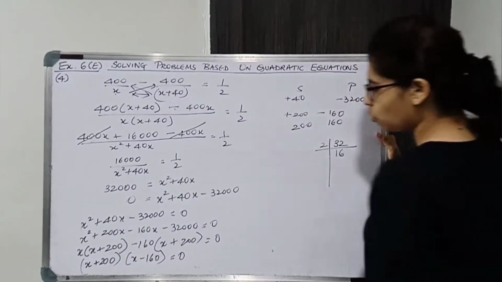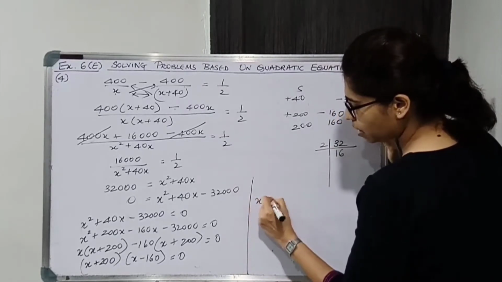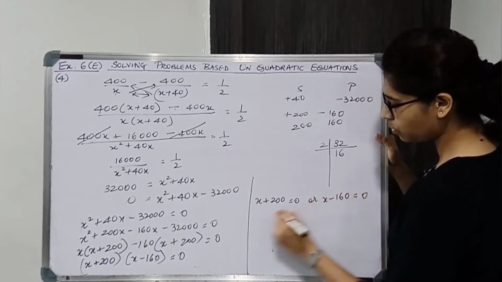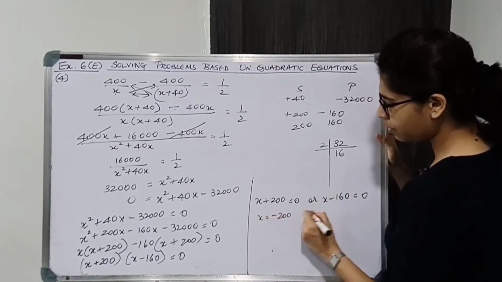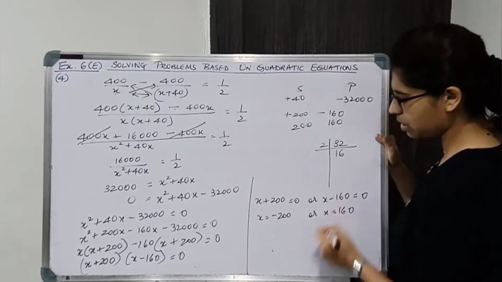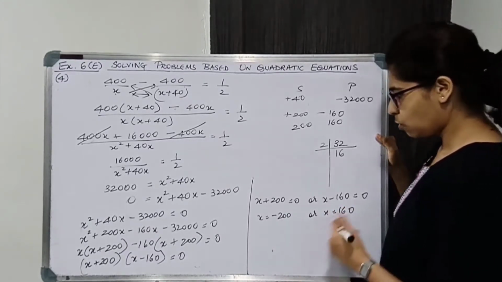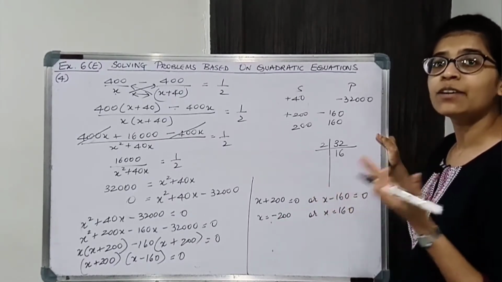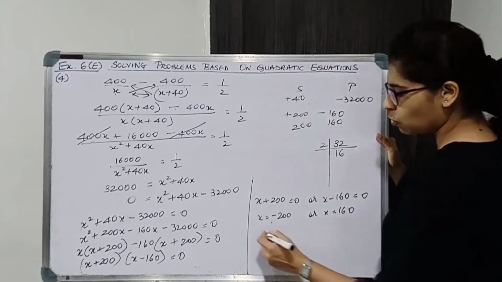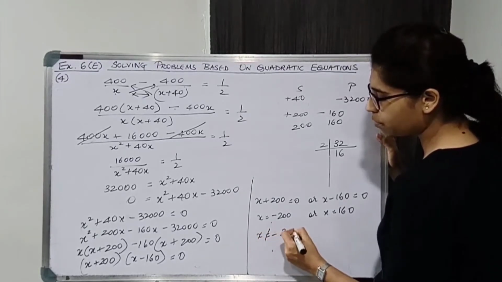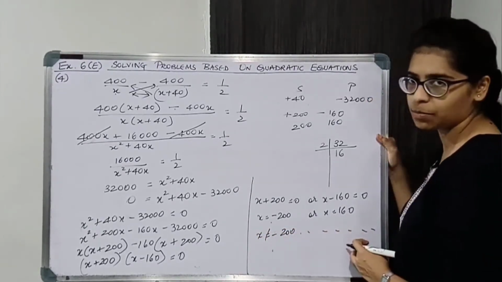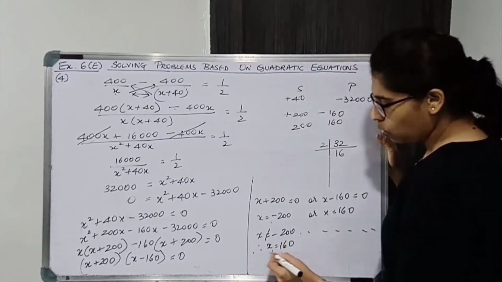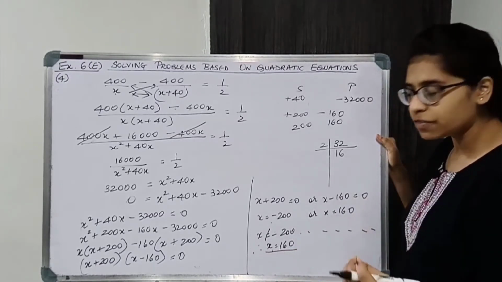Okay, so x plus 200 is equal to 0 or x minus 160 is equal to 0. So x is equal to minus 200 or x is equal to 160. ठीक है? So this is not possible. x is speed. Speed cannot be negative. ठीक है? So x is not equal to minus 200 because speed cannot be negative. You have to write down the statement. Therefore x is equal to 160. Now this is speed. So write down the final statement.